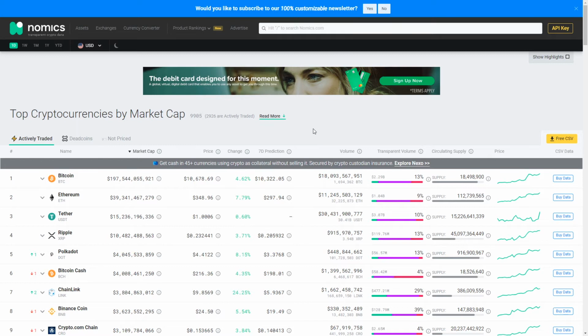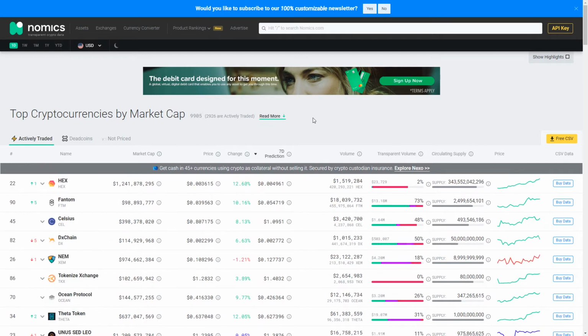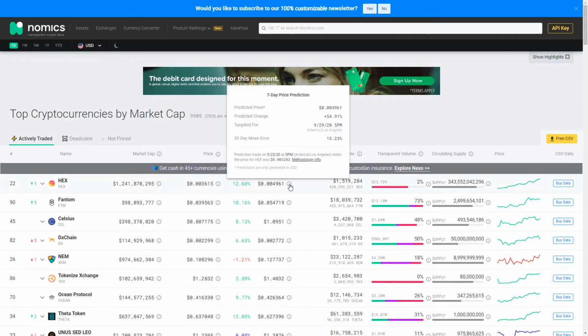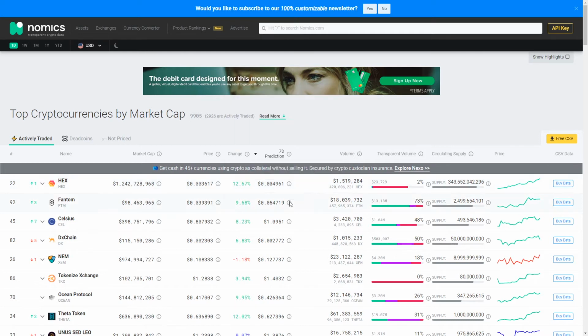So let's go ahead and do that here. To start, we could sort by the 7-day prediction. This will automatically put the assets with the highest predictions at the top. So we could see here, for example, HEX has a plus 54% prediction over the next 7 days. That means they're predicting this asset will go up nearly 55% over the next 7 days.